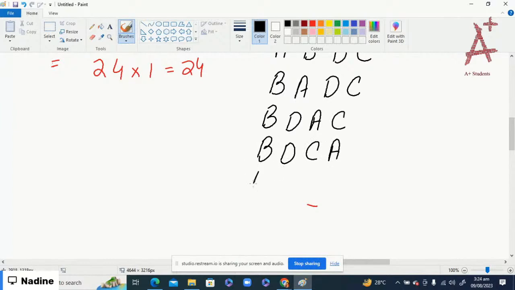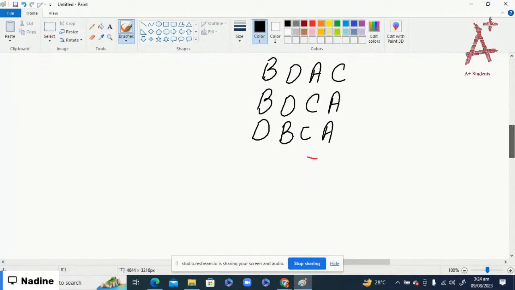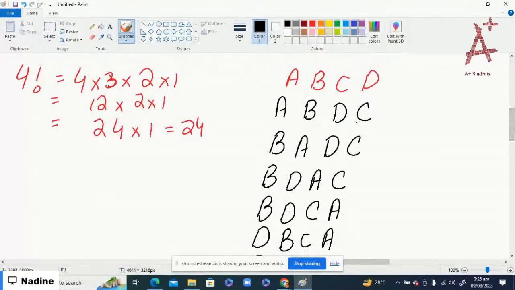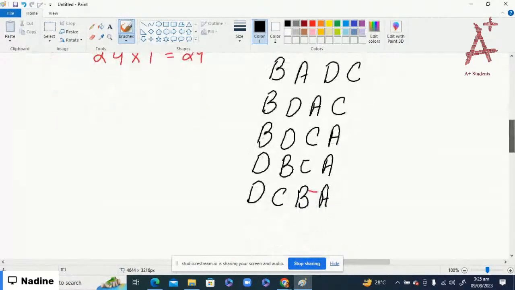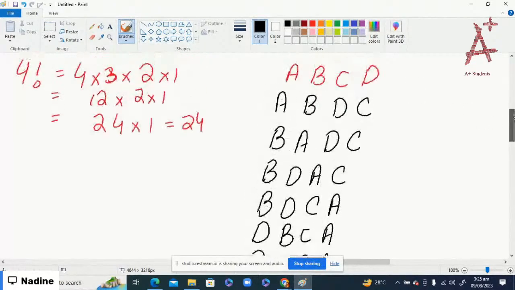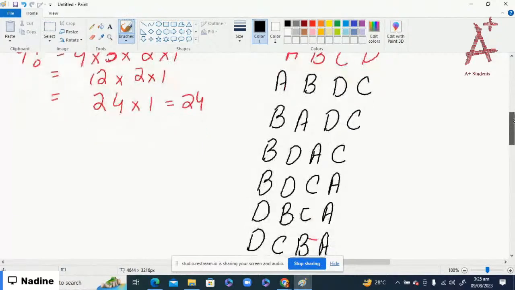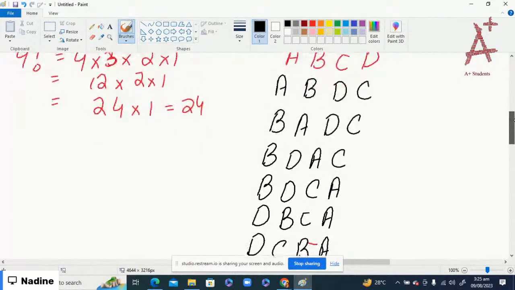Now change the position of the first two again. It becomes D, B, C and A as it is. Now again change the middle two. D as it is, it becomes C, B and A. Got it? Let's check how many of them. It's 1, 2, 3, 4, 5, 6, 7. Here is only 7. We also change more positions.